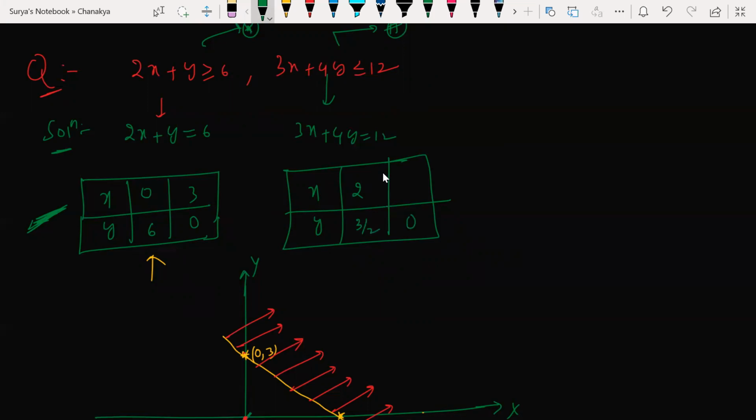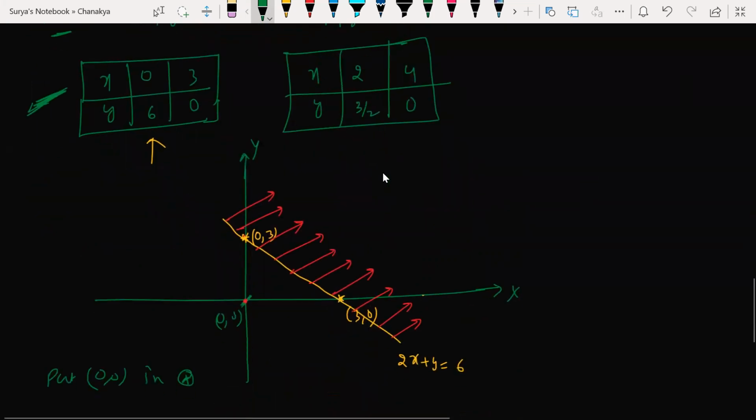If y is equal to 0, what is x value? 4. So 2, 3 by 2. 2, 3 by 2 is nothing but 2, 1.5. 2, 1.5 would be somewhere here. Isn't it? 2, 3 by 2. 4, 0. 4, 0 would be somewhere here. So draw the line for this.